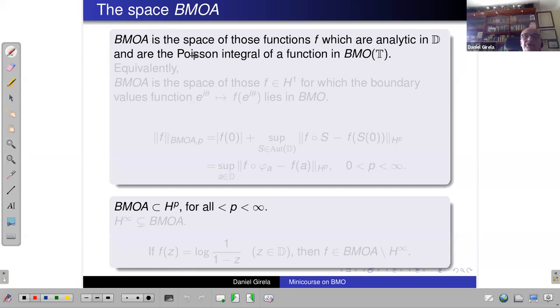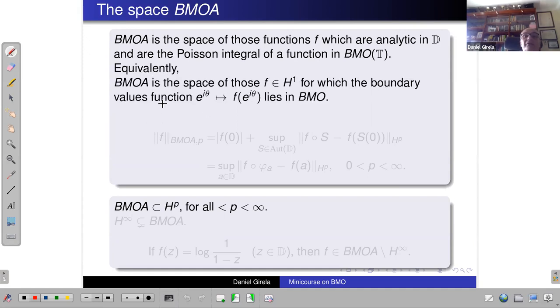are the Poisson integral of a function which is in BMO. Well, of course, this is equivalent to saying that BMOA is the space of those functions which belong to the Hardy space H1, and so the boundary value function, the function which to every e^{iθ} sends the boundary value f(e^{iθ}), this is an almost everywhere defined function, so that this function is in BMO. So BMOA, analytic BMO, is a subspace of H1. And of course, having in mind the norm that we defined before for BMO, actually, I'm going to work with the conformally invariant characterization.